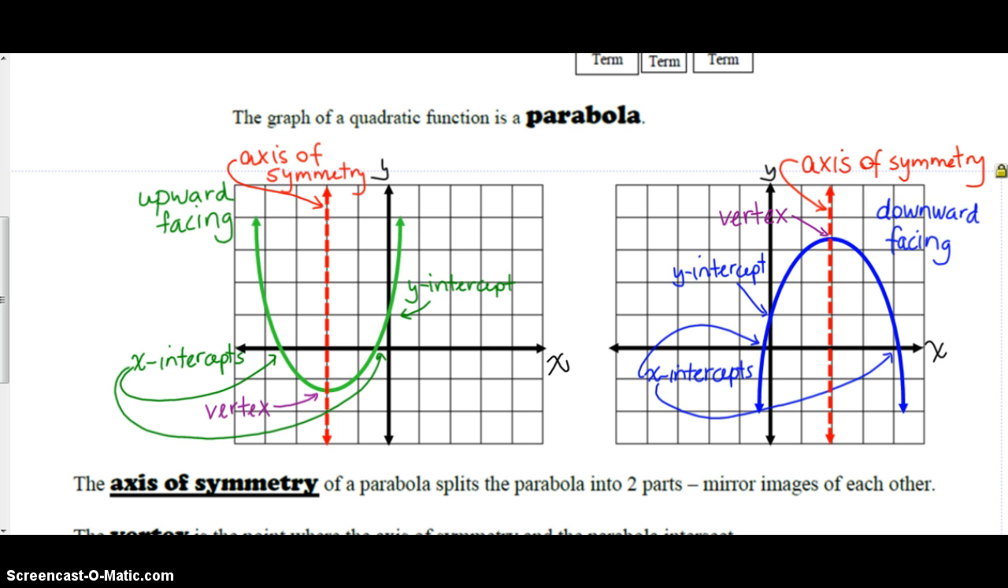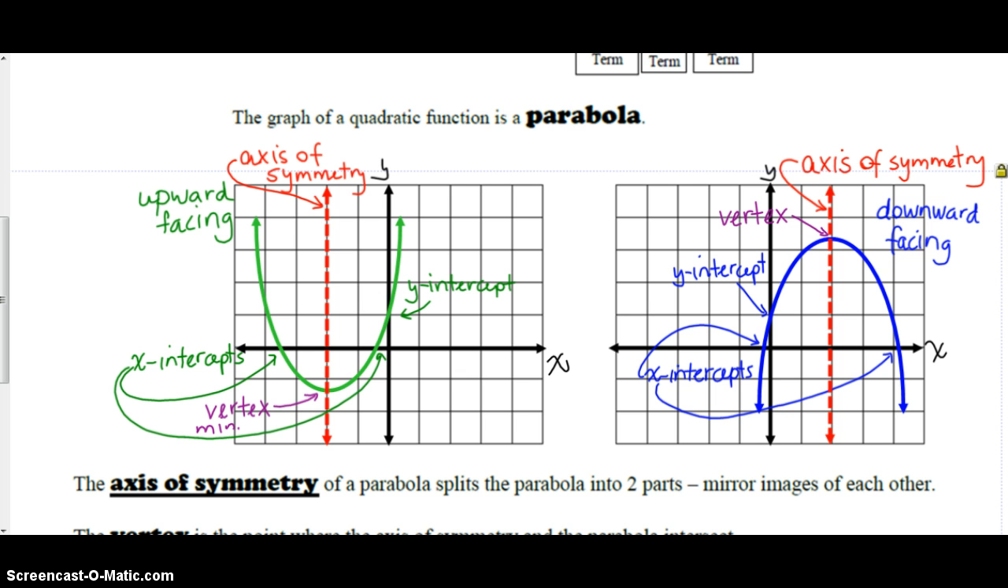So taking a look at the parabola on the left, we've drawn in the axis of symmetry, and that is just what it sounds like. It's a line that cuts the parabola in half and shows a mirror image on the left and on the right. So it splits the parabola exactly in half. Also on the axis of symmetry, you'll notice, is the most extreme point on the parabola, and that's called the vertex. If you have an upward facing parabola, the vertex is going to be at the very bottom, or the minimum point.